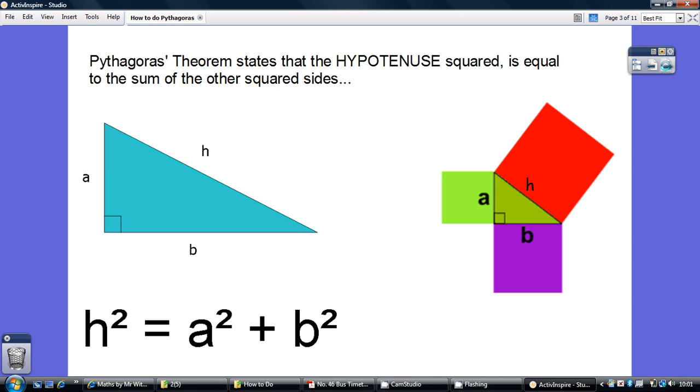The formula that we need to use is h squared equals a squared plus b squared. H is the hypotenuse, a and b are the two shorter sides. It doesn't matter which is which. This diagram over here just might help you remember the formula. So you must learn that h squared equals a squared plus b squared.